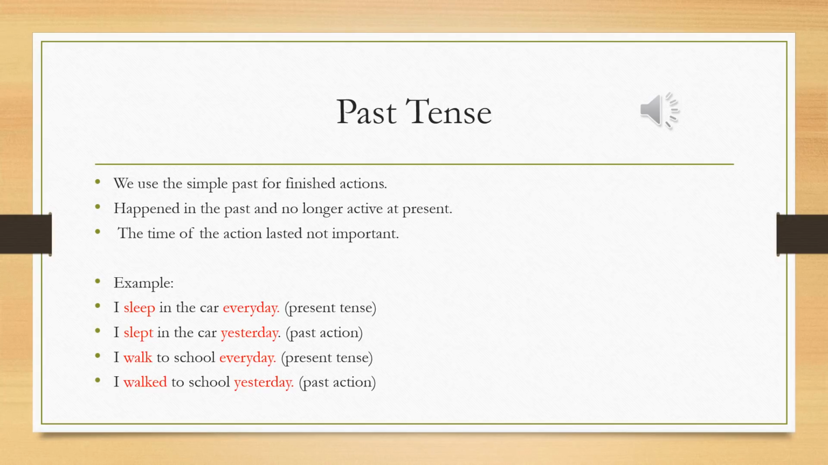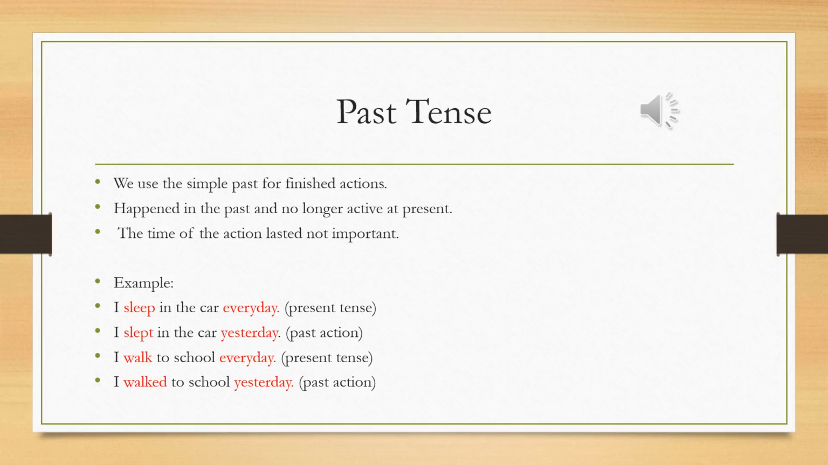I think all of you are aware and still remember what past tense is, and you have learned it during your school days. Anyway, we use simple past tense for finished actions, meaning the action is no longer active. It occurred or happened in the past and is no longer active now. The duration, the time of the action, is not important for past tense. How long the activity lasted is not important. But the action happened in the past and is no longer active.